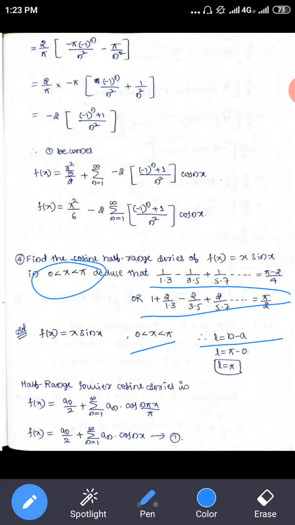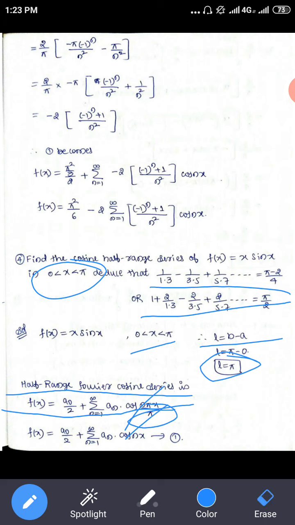So length of the interval with respect to half range is b minus a. So b is here pi, a is 0, pi minus 0 is pi. So length of the interval is pi. Half range Fourier series, cosine series. What is the cosine series? f of x is equal to a naught by 2 plus summation of an into cos n pi x divided by L, but L is pi here. So this pi gets cancelled. So I am getting f of x is equal to a naught by 2 plus summation of an cos of nx, n is from 1 to infinity.